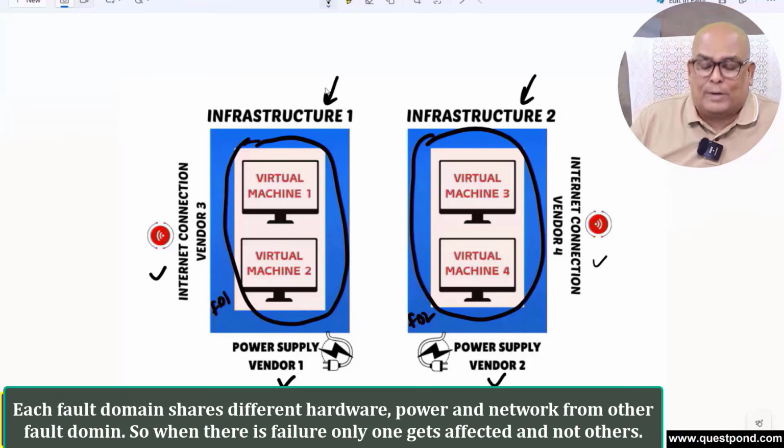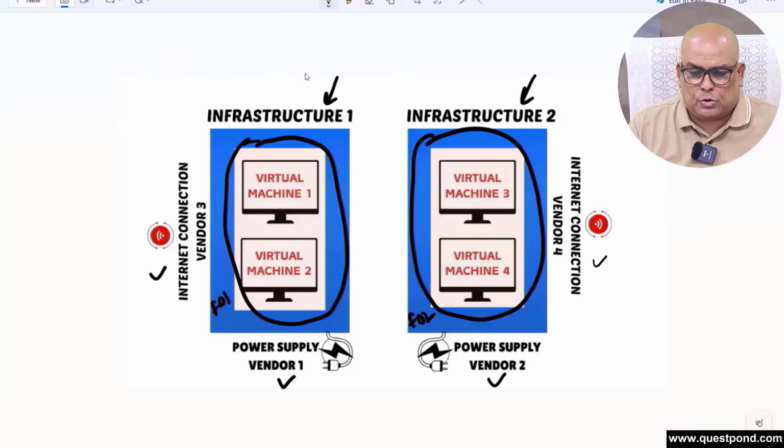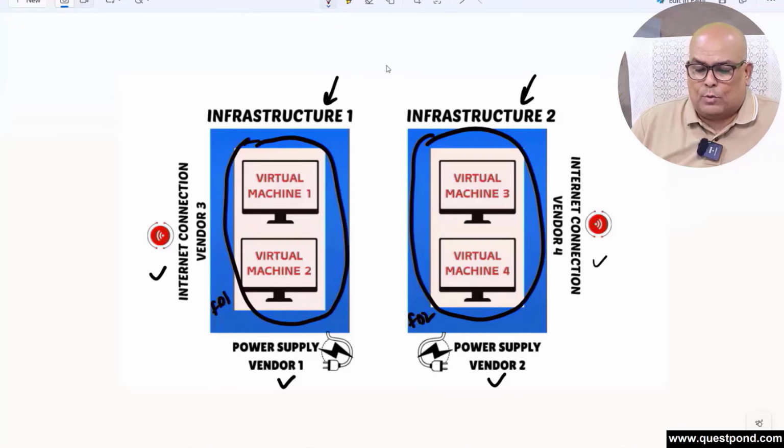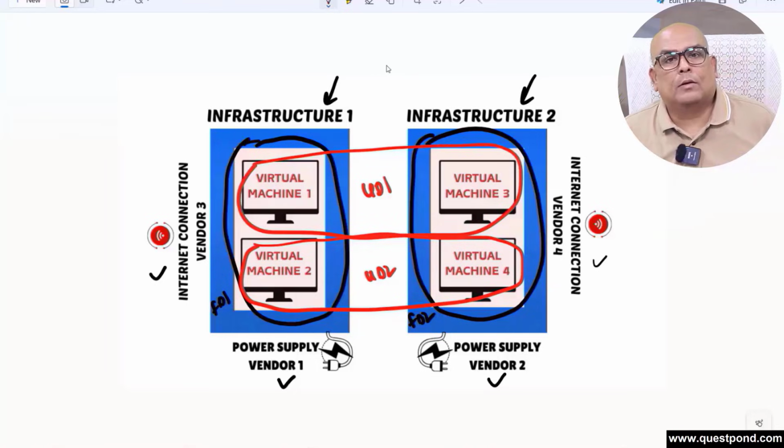Now let us talk about update domain. What you can do is group, let's say, virtual machine 1 and virtual machine 3 in one grouping. I can create a group out here and name this logical grouping update domain 1. I can create virtual machine 2 and virtual machine 4 in update domain 2. Now what does it mean?